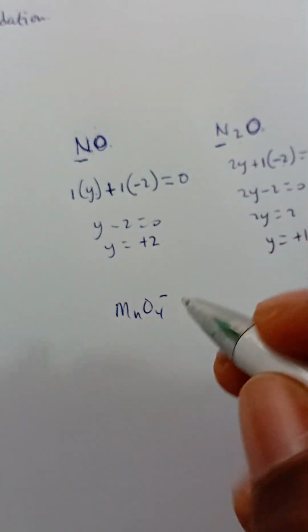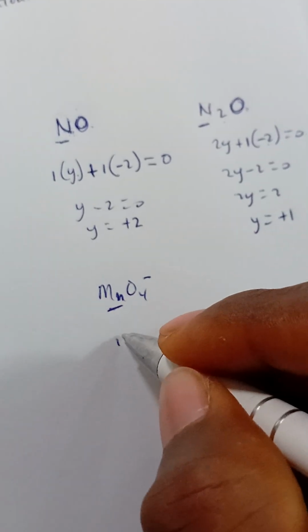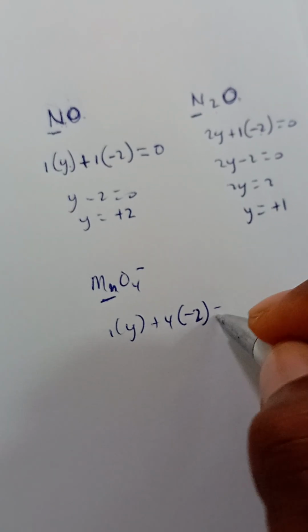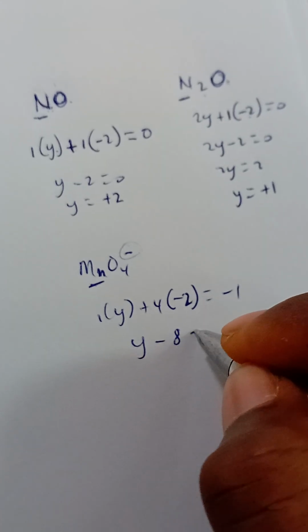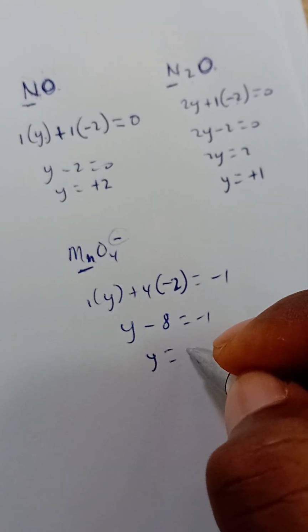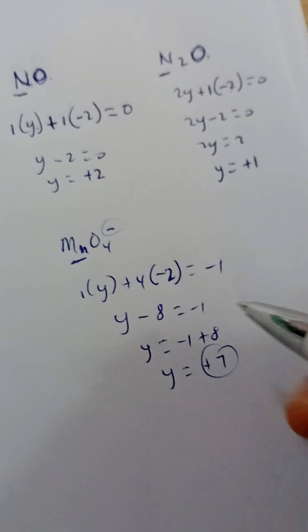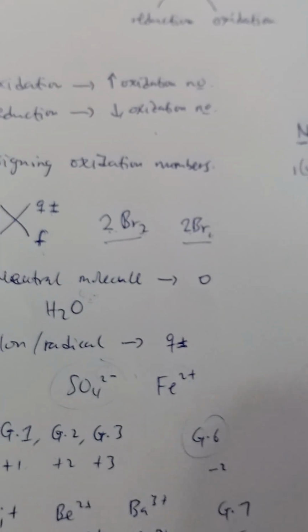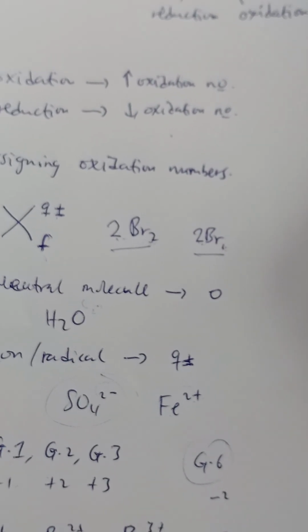Then the very last example, MnO4 minus. Here we have to find the oxidation state of manganese. The manganese came once, so 1 times Y plus 4 times oxygen should give us -1, because the total charge is -1. Y minus 8 equals -1, so Y equals -1 plus 8. Y equals +7. The oxidation state of manganese is +7. Now we can find oxidation number. So now let's proceed and see how we can balance redox reactions.